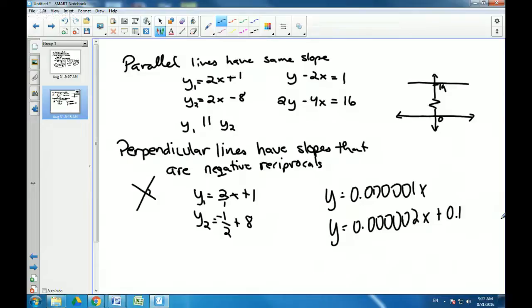You might have to write the equation of a line parallel to another. You want me to show you an example?